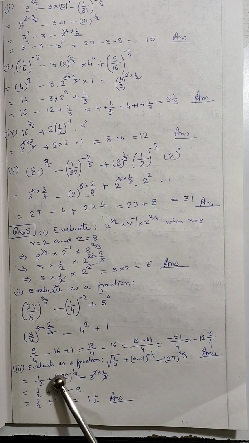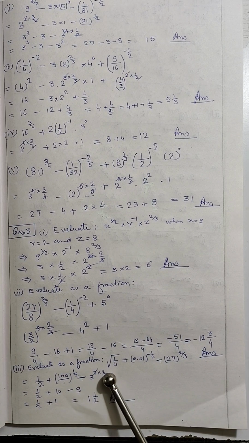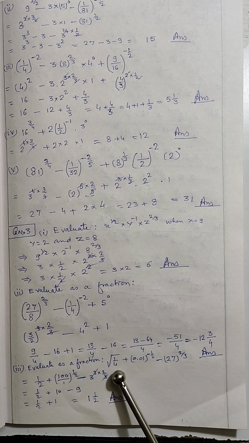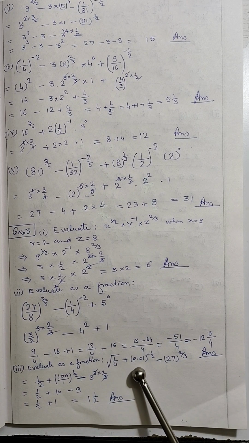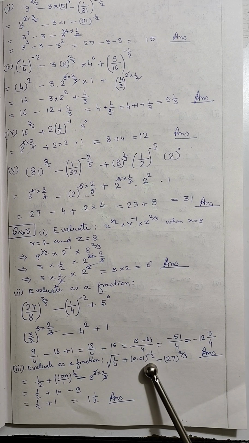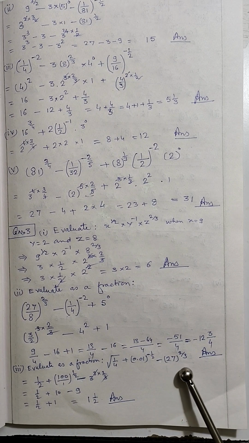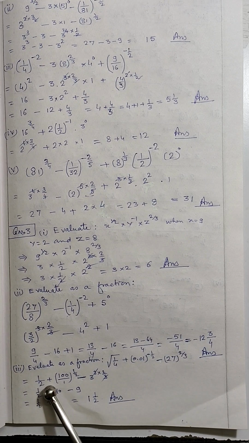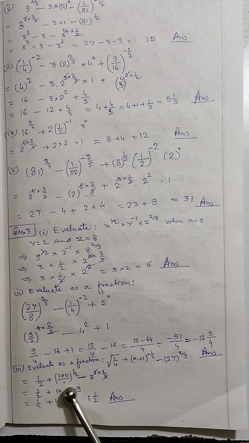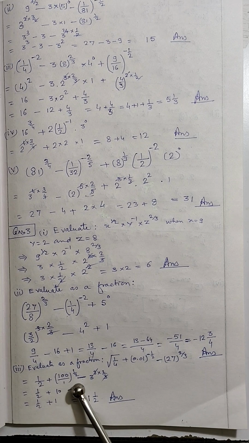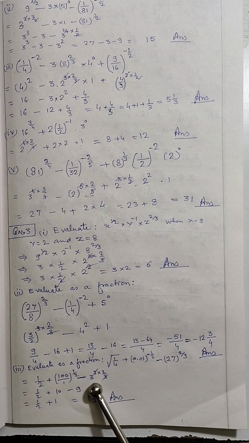Now third part, evaluate as a fraction square root of 1 by 4 plus 0.01 raised to power minus 1 by 2 minus 27 raised to power 2 by 3. So if we take the square root of 1 by 4, 1 by 2 will come. If we take the square root of 100, sorry, 100, then 10 will come. 3 and 3 cancel, 3 square is 9.